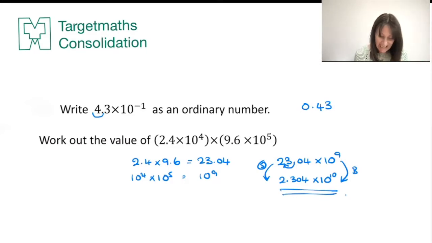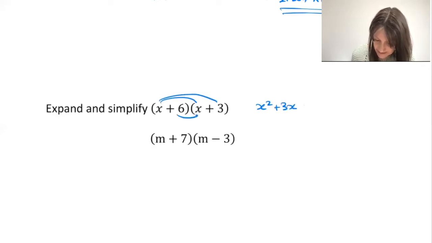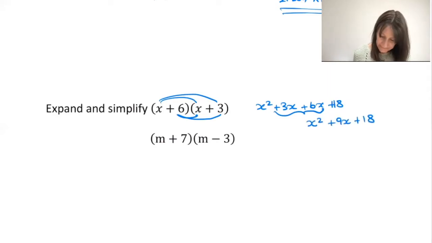Okay, so hopefully it has started well. There's your next question. So a couple, expand and simplify. Pause and press play when you're ready. Okay, so x times x is x squared, x times 3, so 6x. And remember to multiply, not add. 6 times 3 is 18. And then collect the middle. Final answer, x squared plus 9x plus 18.